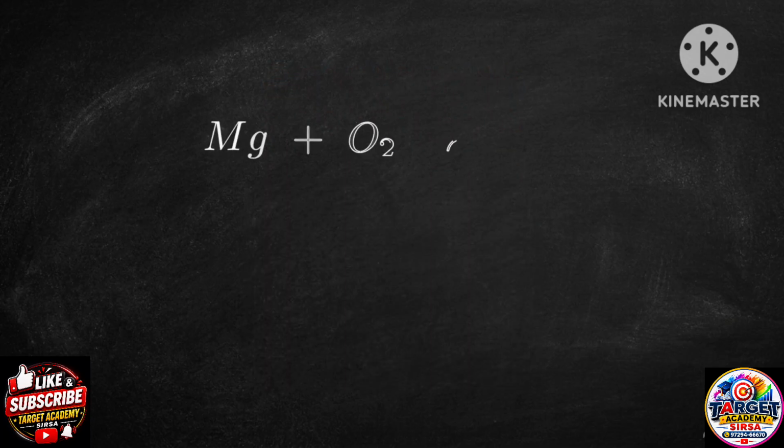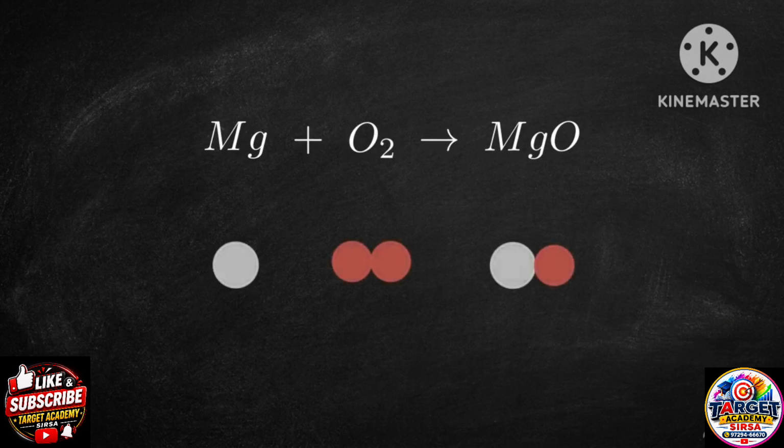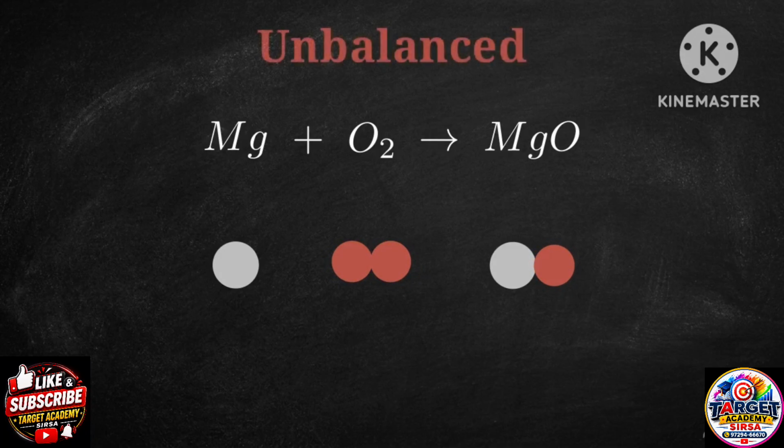magnesium oxide. We write this physical process as a skeletal equation, Mg plus O2 yields MgO. But we have a mathematical problem. On the left side of our equation, we started with 2 atoms of oxygen. On the right side, we only have 1. The law of conservation of mass dictates that matter cannot be destroyed, meaning that second oxygen atom cannot simply vanish. Our equation is currently unbalanced.